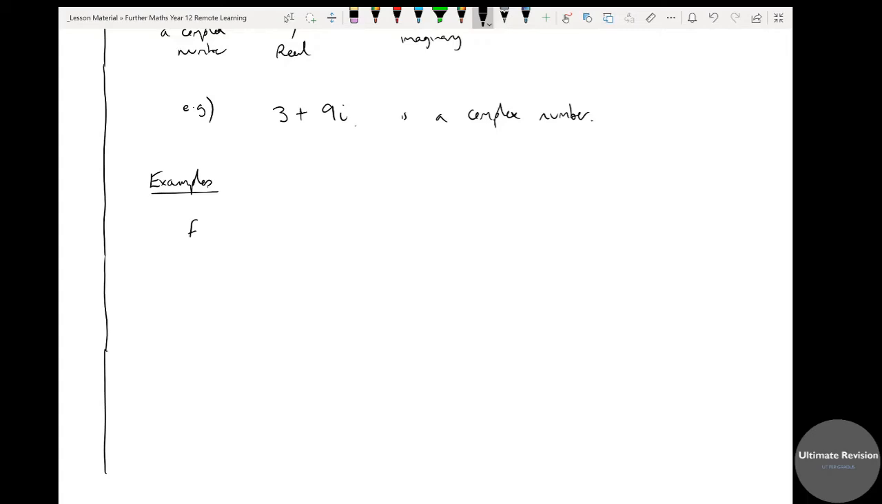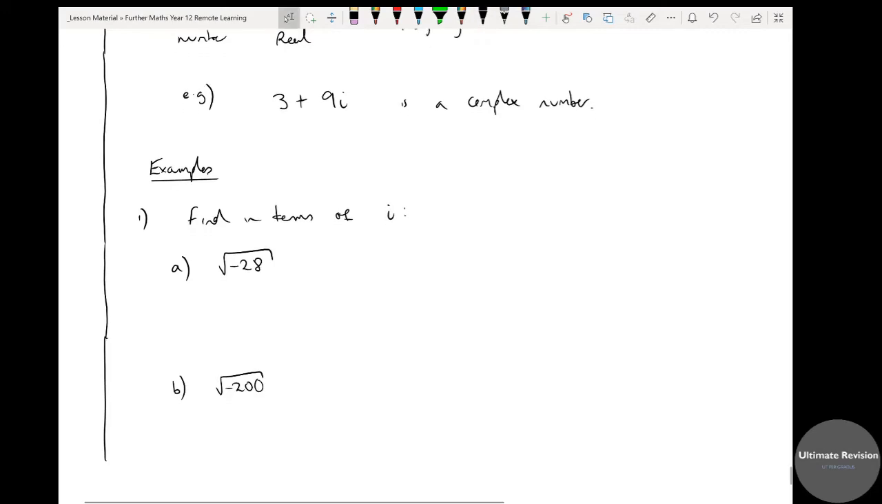So let's just do example 1. Find in terms of i root minus 28 and root minus 200. Okay, now i works the same, so the standard surd rules apply here, which means I can split this up.